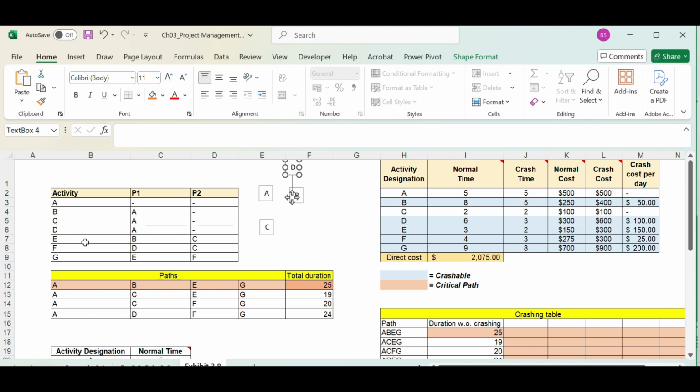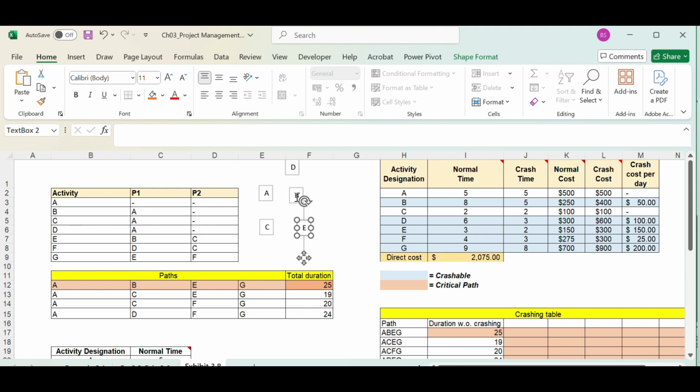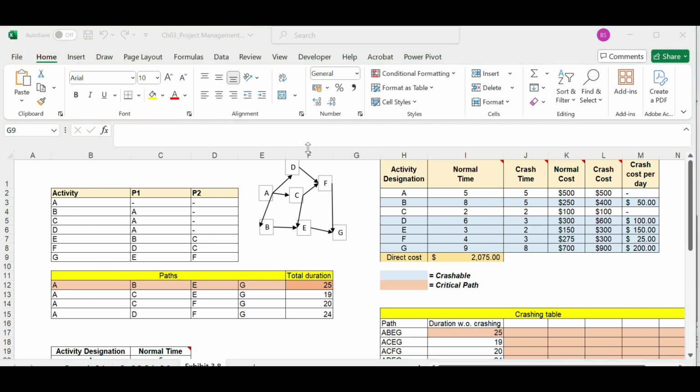And then we have E with B and C as predecessors. And then we have F with D and C as predecessors. And then we have G with E and F as predecessors, right? So this is how the network diagram will look.